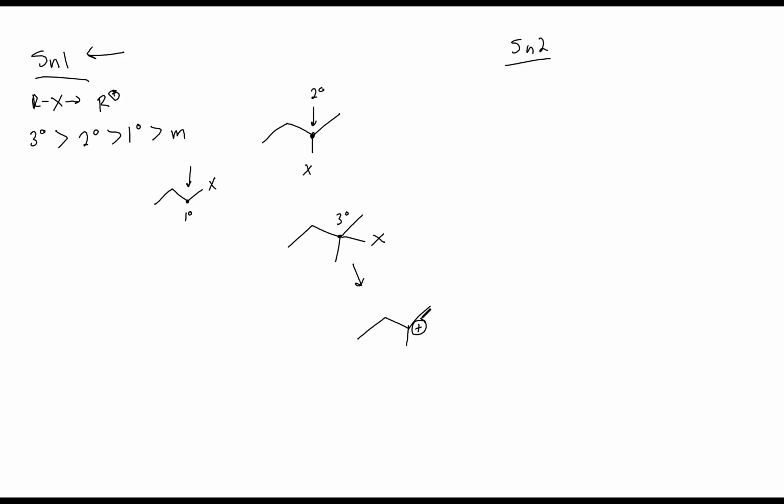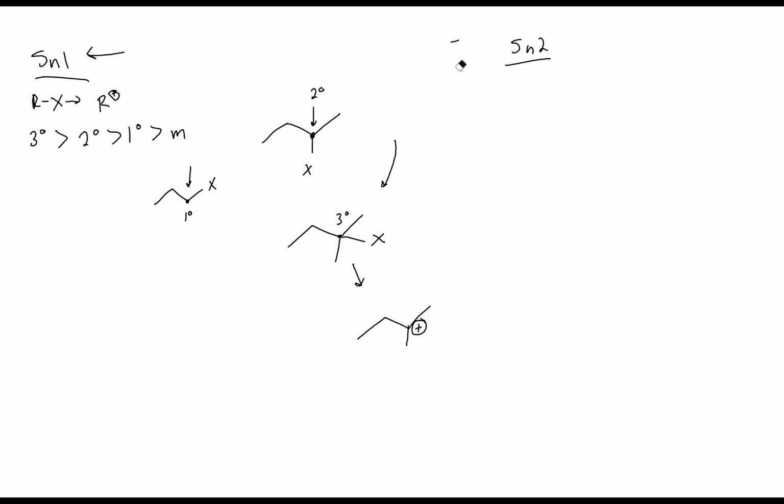This is the same idea as when we talked about acids and how strong they are. The stronger the acid is, the more likely it's going to dissociate into its conjugate base. The more stable your conjugate base, the more likely it will dissociate. The same idea is here. The more stable your intermediate, the more likely you'll create that intermediate. Does that make sense to everybody?